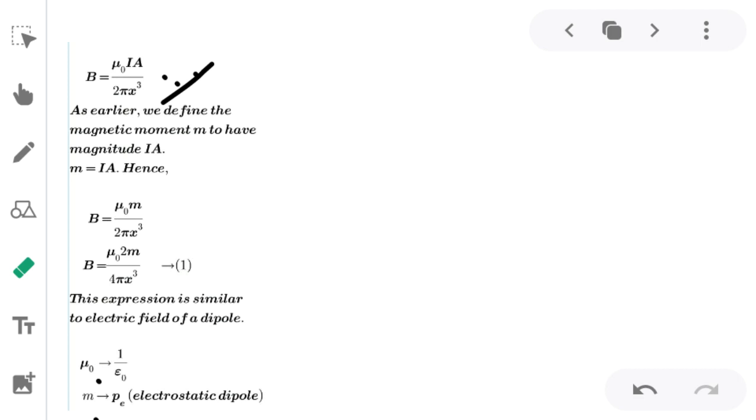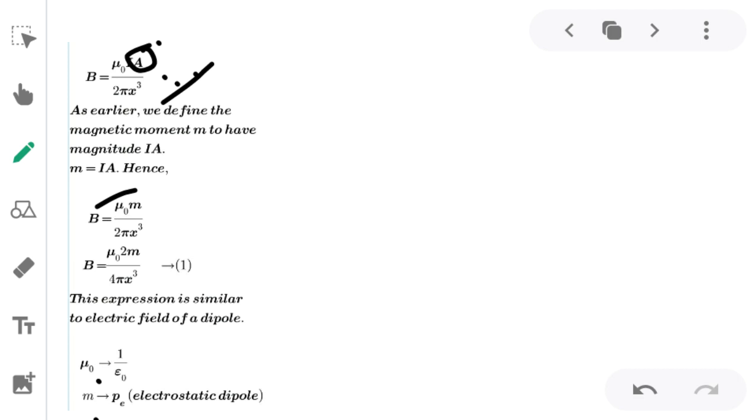Now the equation becomes B equals mu naught I a by 2 pi x cube. We consider I into a as the magnetic moment, so m equals I into a. Now B equals mu naught m by 2 pi x cube. Dividing and multiplying by 2, B equals mu naught 2m by 4 pi x cube.